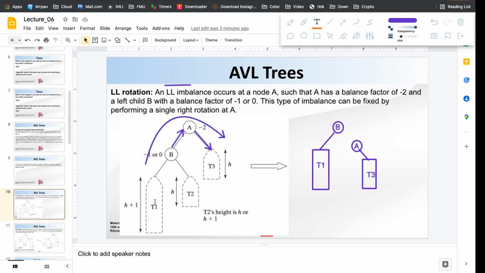And what was the difference between T1 and T3 in terms of the height? The difference was 1, right? So T1 is 1 level higher than T3. So now they're kind of equal to the same. Okay, cool.